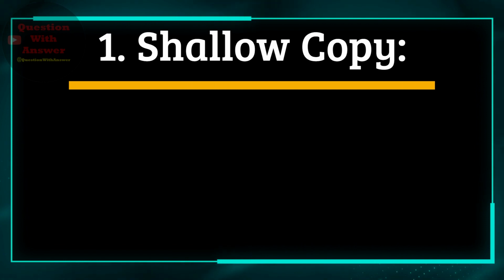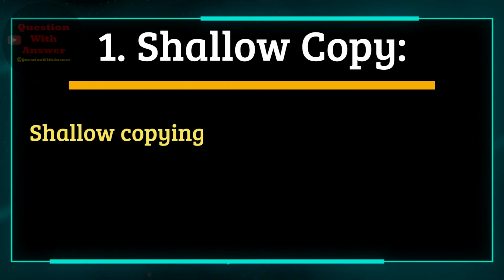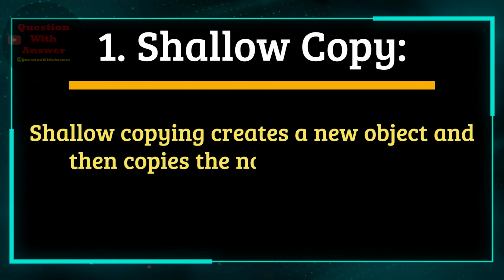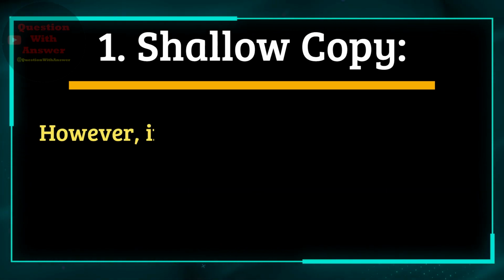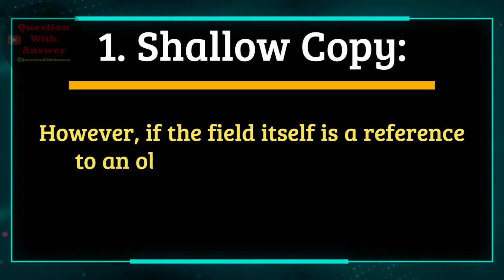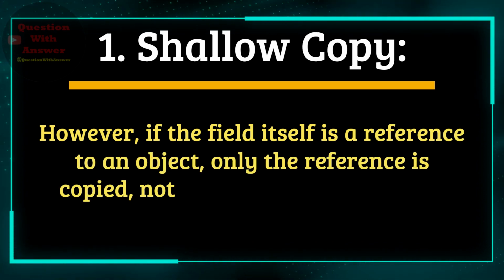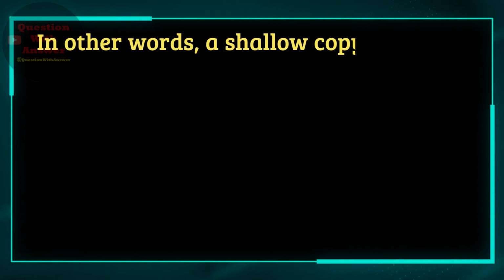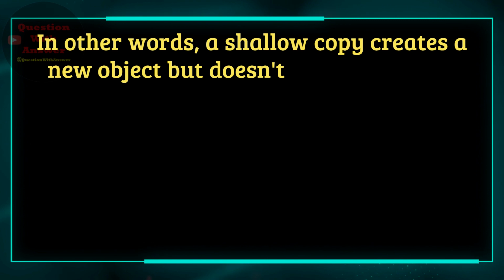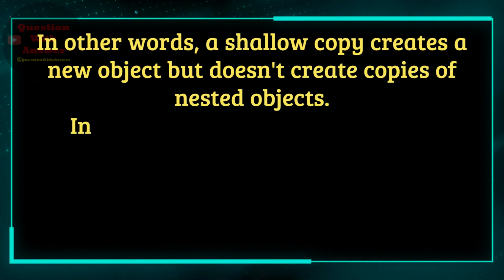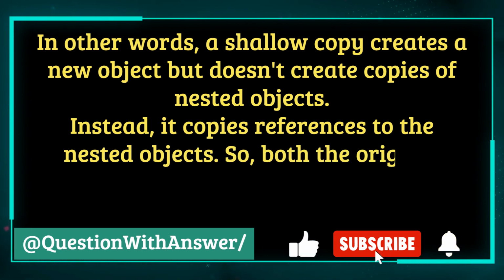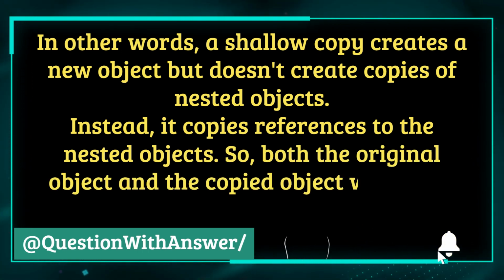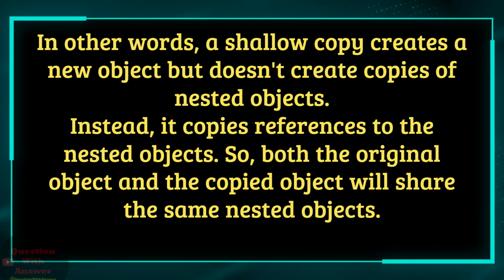1. Shallow copy. Shallow copying creates a new object and then copies the non-static fields of the current object to the new object. However, if the field itself is a reference to an object, only the reference is copied, not the referred object itself. In other words, a shallow copy creates a new object but doesn't create copies of nested objects. Instead, it copies references to the nested objects. So, both the original object and the copied object will share the same nested objects.